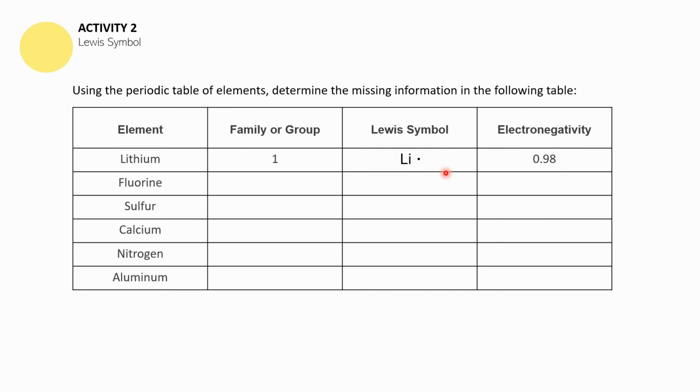So what I would like you to do is to get your periodic table and look for the family and groups of the following elements. Their Lewis symbol, you have to just take a review of the past discussions we did on the Lewis symbol, and then identify as well their electronegativity. You will be finding this in your periodic table. So if you need more time in filling this table up, you can always pause this video. If you have decided to continue, that means you're ready to answer the following guide questions.